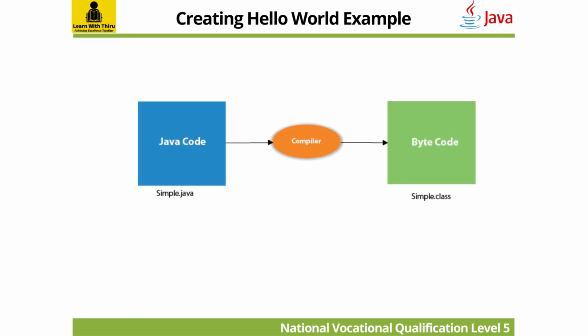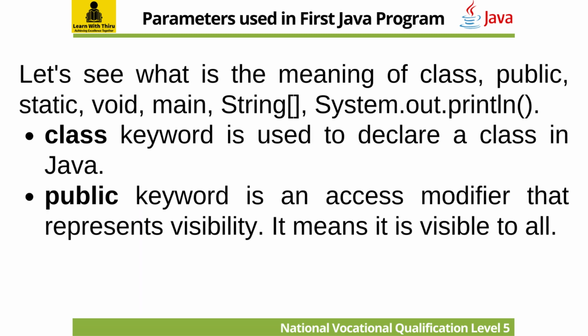Creating Hello World example. Parameters used in first Java program. Let's see what is the meaning of class, public, static, void, main, String, System.out.println. Class keyword is used to declare a class in Java. Public keyword is an access modifier that represents visibility. It means it is visible to all.